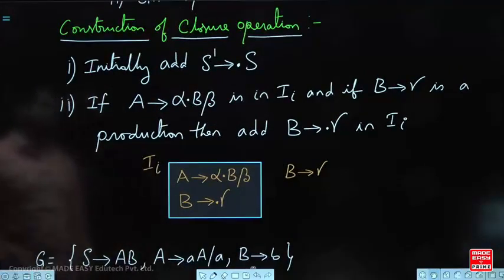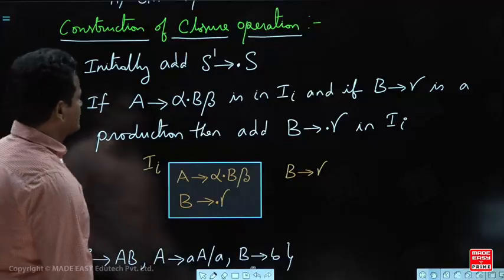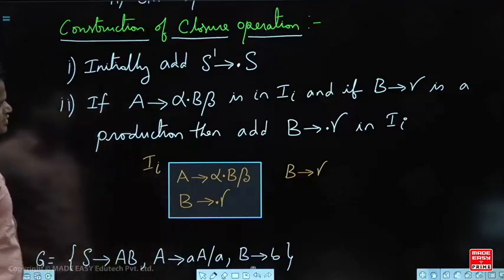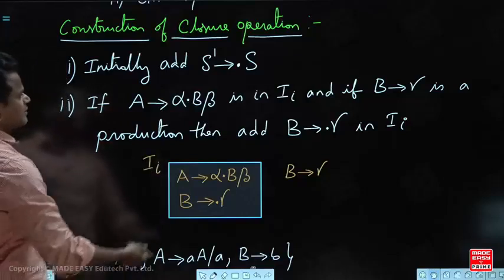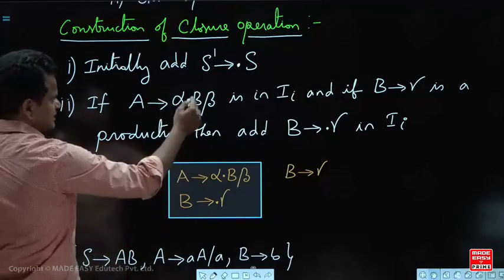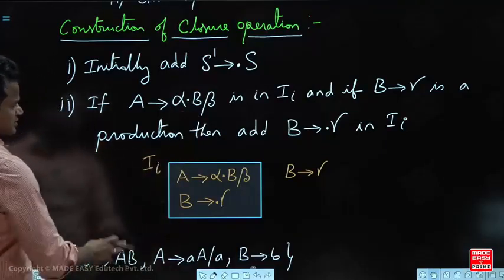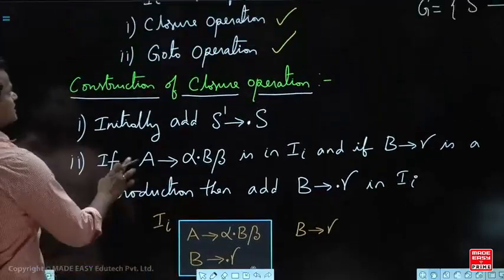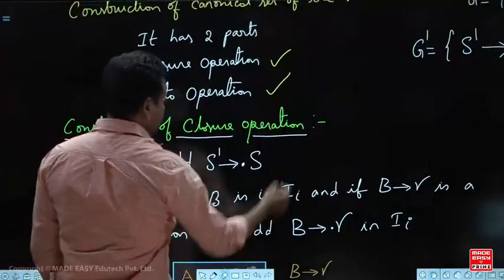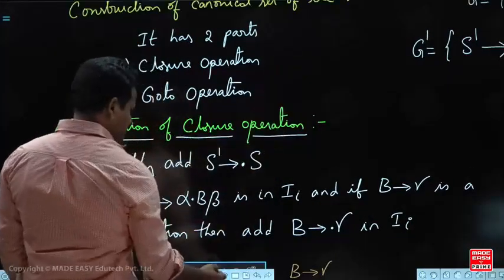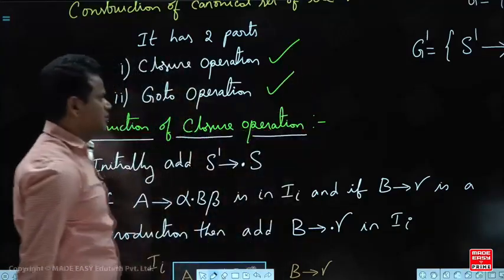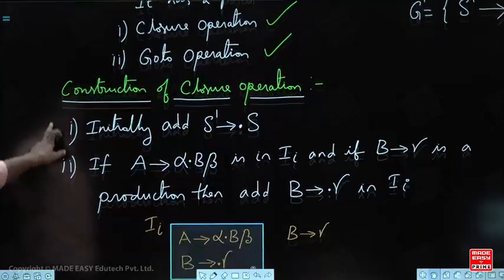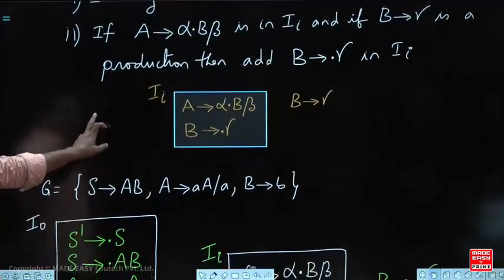This is the construction of the closure operation. We have only two rules in the closure operation. Initially S' → ·S, then based on this rule, we add the remaining productions. Now this is about the closure operation. We have two rules. Now we'll see the goto operation. Closure operation done. I hope every one of you copied.